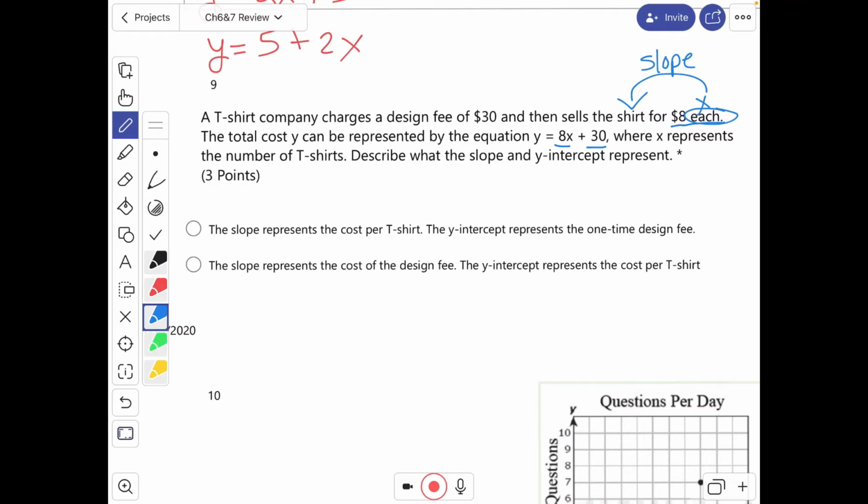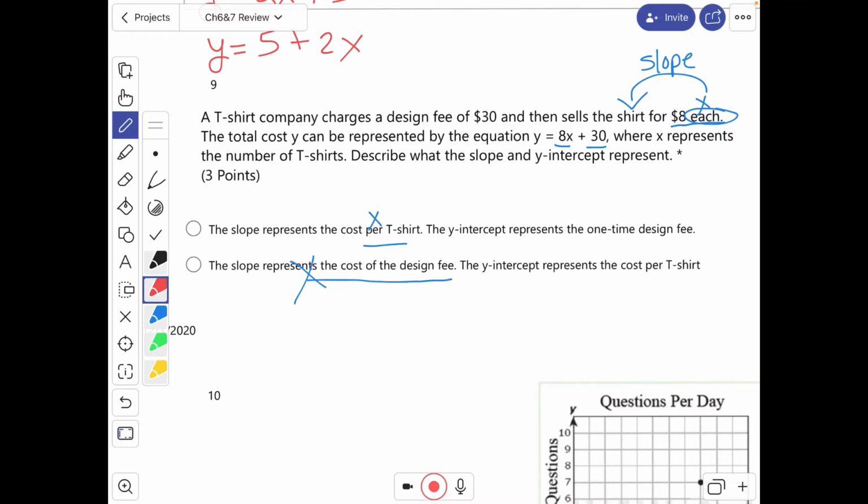The first choice says slope represents the cost per shirt. Is that a multiply word? Yes, it is. The second choice says slope represents the cost of the design fee. Well, is there any multiply word describing the slope? No, there is not. So that can't be correct.